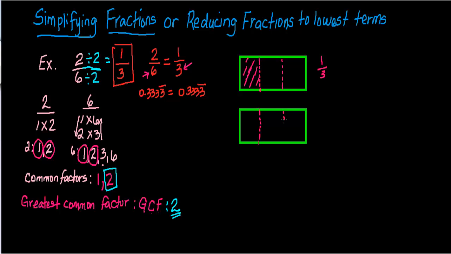I'm going to break it into thirds, and then I'm going to break each third in half. Okay? So here I will have 6 equal pieces. There you go. You have 1, 2, 3, 4, 5, 6 equal pieces. Now 2 out of 6 would be shading.